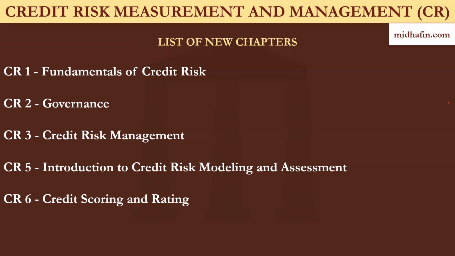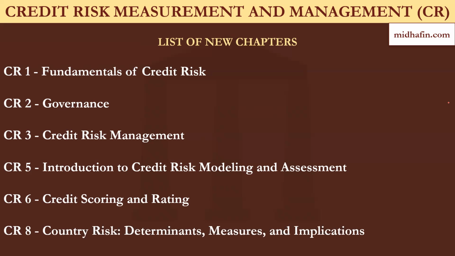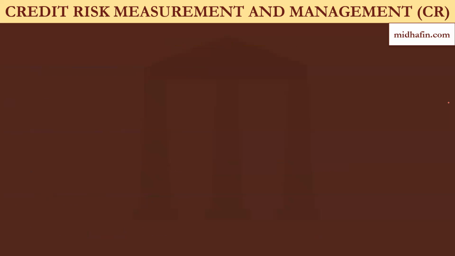Now, this chapter CR6 has been introduced just before the chapter on credit scoring which is already there. Then you have country risk, determinants, measures, and implications. This CR8 chapter is mainly derived from the FRM Part 1 curriculum, where we had a very similar chapter, in fact, with the same name in valuation and risk models, as you'll see from the learning objectives.